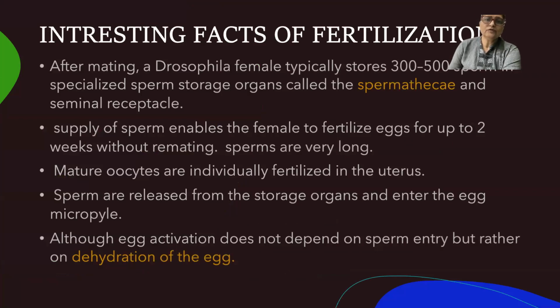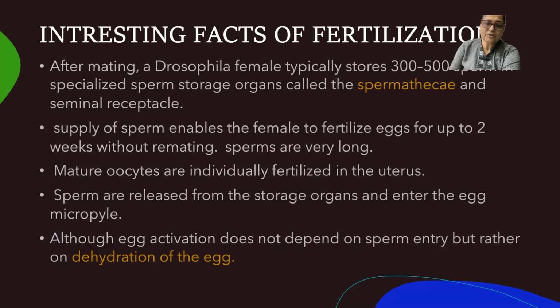After mating, a Drosophila female typically stores 300 to 500 eggs in specialized structures that we call the sperm thecae and the seminal receptacles. The supply of sperm enables the female to fertilize eggs for up to 2 weeks without remating with the male fly. However, the sperm of this fruit fly are very long.